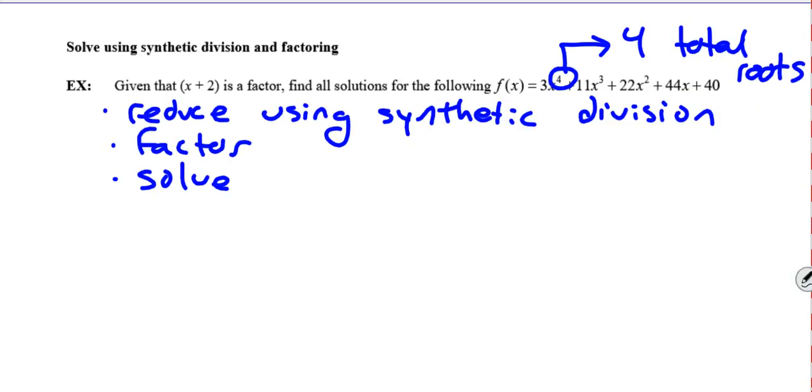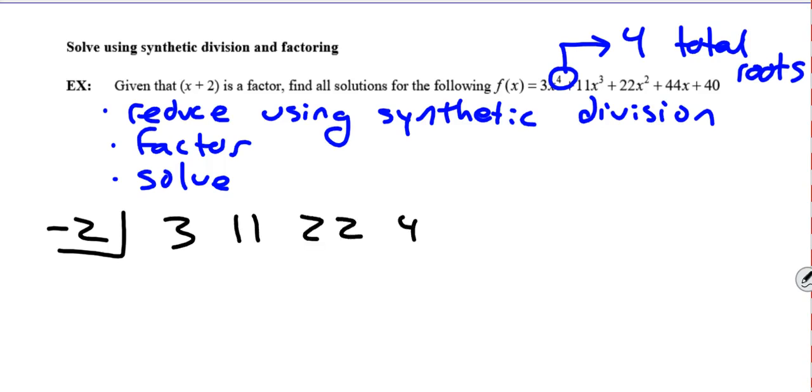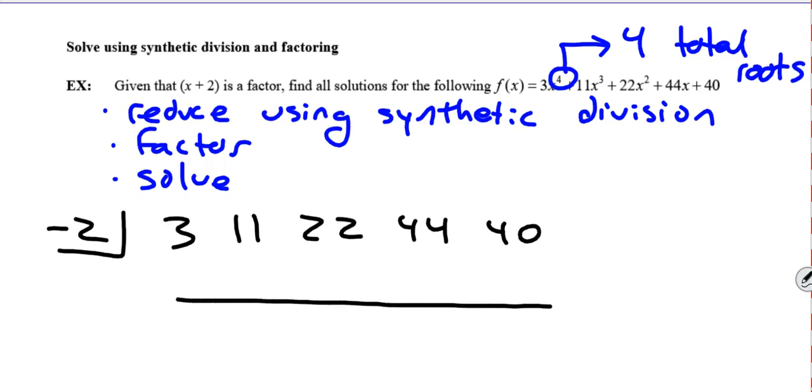So if x plus 2 is a factor, that means I'm going to use negative 2 as my divisor. Do I need any placeholders? I go from 4 to 3 to 2 to linear to constant. I don't need any placeholders, so I write what I see. 3, positive 11, positive 22, positive 44, and positive 40. Bring down the leading coefficient.